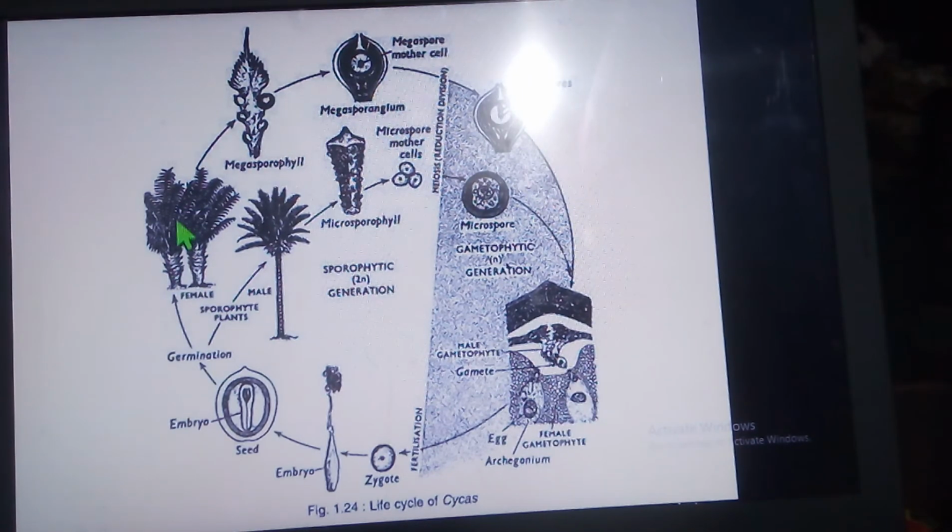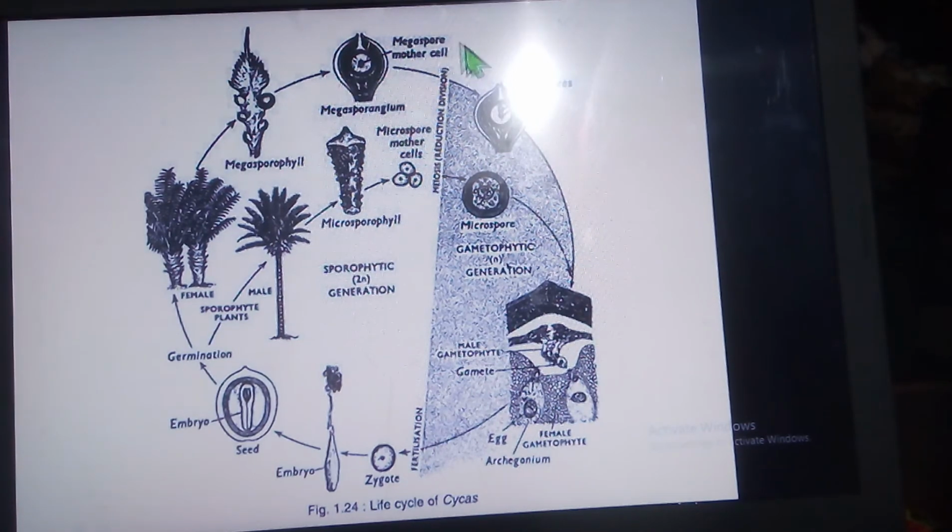We know that from the female plant we get the megasporophyll, and from these megasporophylls we get the megasporangium, which will contain the megaspore. And from the male we have the microsporophylls, the microspore mother cells, and the microspores. After pollination, when fertilization occurs, the male gamete reaches the female gamete and they fertilize to form a zygote.